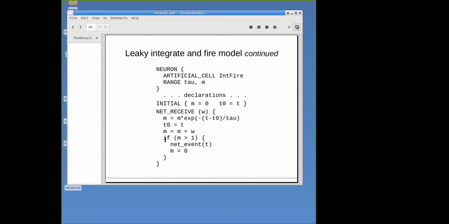And then the big decision: did the cell spike? Well, we check to see if M is greater than 1. If M is greater than 1, we send an event, we launch an event, which is going to be picked up by all the netcons that are monitoring this instance of the IntFire class, and we reset M to 0. That's all the code. Well, there's some declarations I left out, but this is all the computation that goes on. This is almost free. Okay? Very simple.